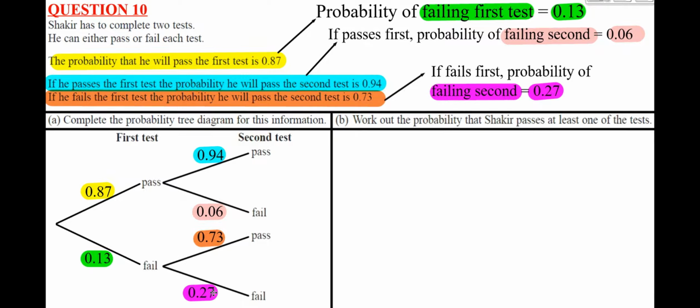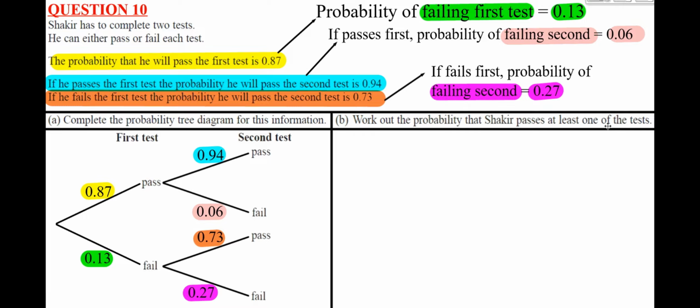So that's part A complete, because all the values on each branch have been complete. For part B, it says to work out the probability that Shakir passes at least one of the tests. So this can be done in a few ways. It doesn't say he's passing exactly one, just at least one. So he could pass both.